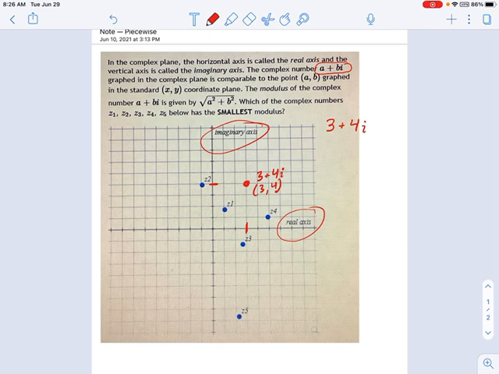Now, if you keep on reading, it will tell you that the modulus of the complex number is given by this right here, a squared plus b squared, and then you take the square root of it. And it wants to know which of the complex numbers that you see in this graph, z1, 2, 3, 4, 5, see all these little blue dots here, which one of those has the smallest modulus? So in other words, which one has the smallest value of the square root of a squared plus b squared?